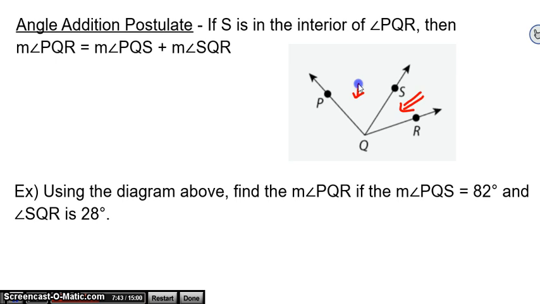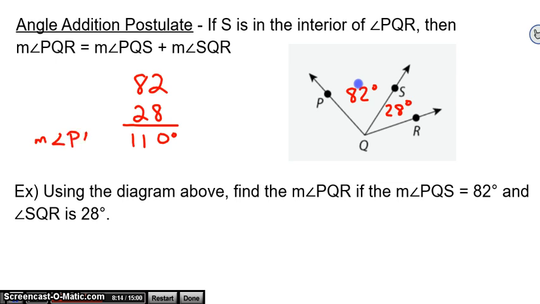So let's use this diagram to find the measure of PQR. If the measure of PQS is 82 degrees, and the measure of SQR is 28 degrees, by the angle addition postulate, we should just be able to add 82 and 28. We add those together, we get 110 degrees, which means that the measure of angle PQR equals 110 degrees.